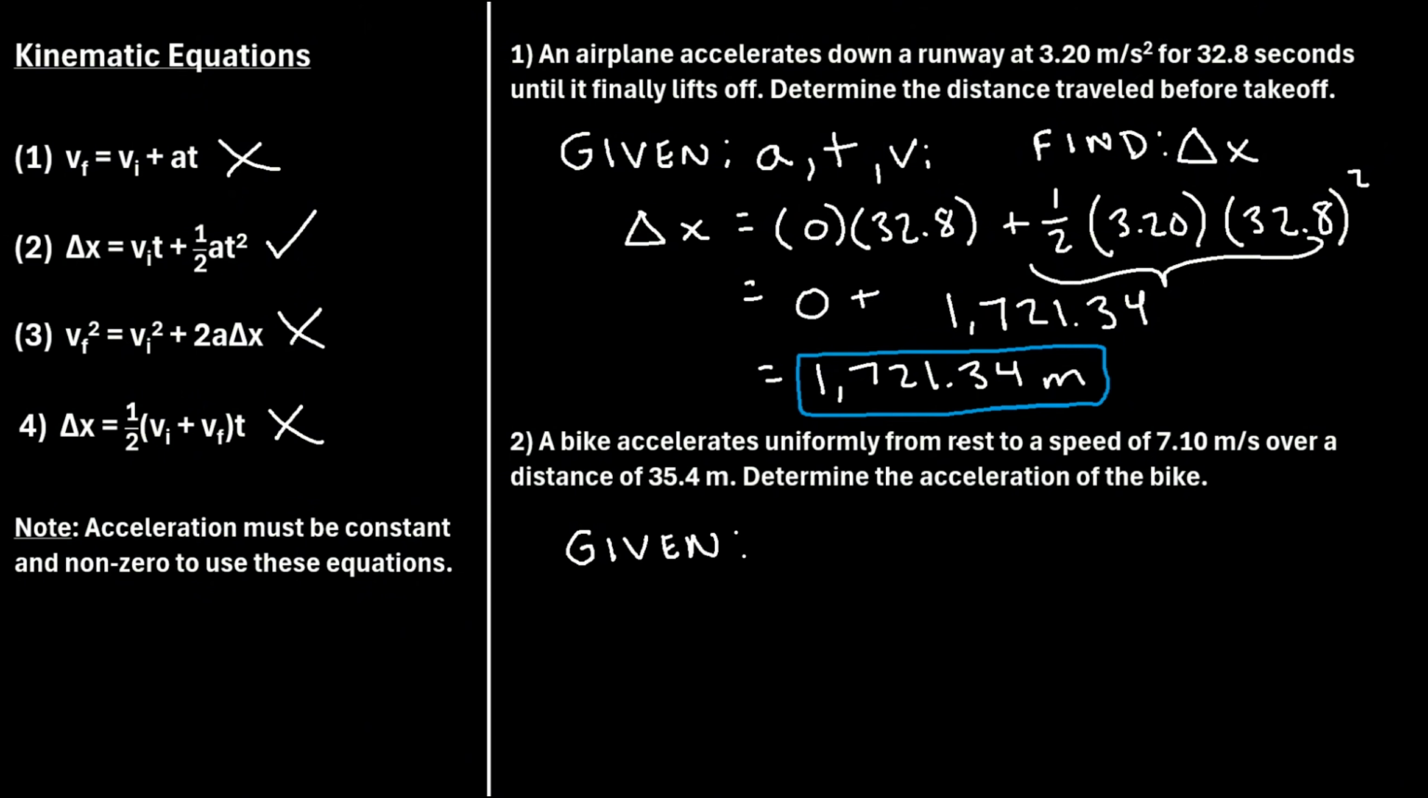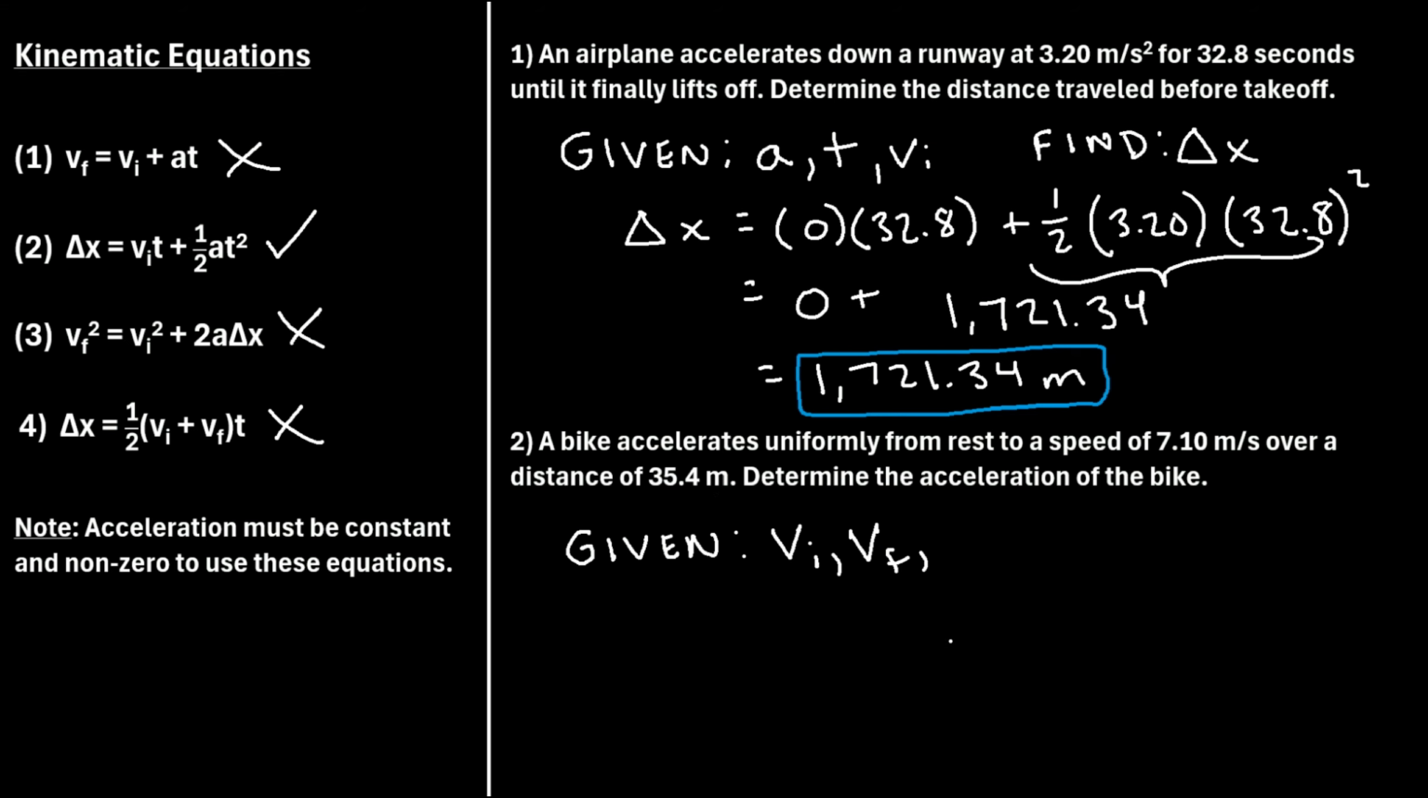Well, we're told that it starts from rest. So our initial velocity, again, in this case is going to be 0. We're also given the final speed is 7.10 meters per second. So this is going to be our final velocity, v sub f. And then we're also given a distance of 35.4 meters.